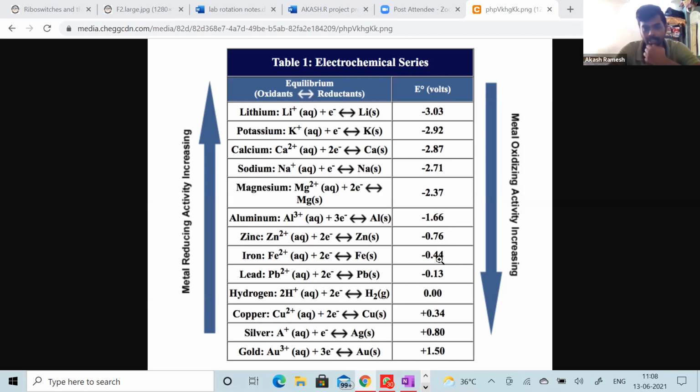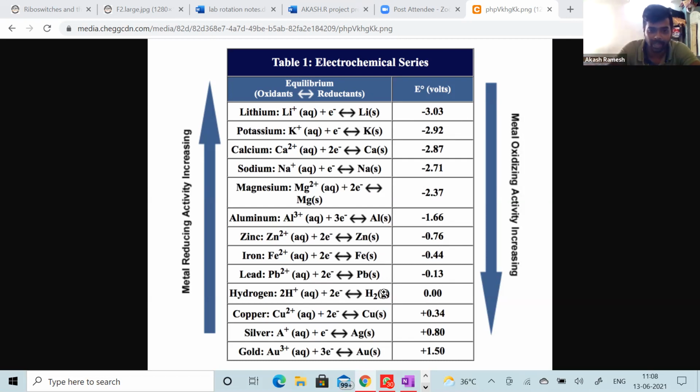Now, what do you mean by this? Look at the reaction here. The reaction is Li plus electron giving Li, but this is not a spontaneous reaction, correct? And that is the reason why you have a negative value of reduction potential, because the natural tendency of these elements is to undergo oxidation, correct? But what we are taking is reduction potential, and that's the reason why we have so many negative values, right?